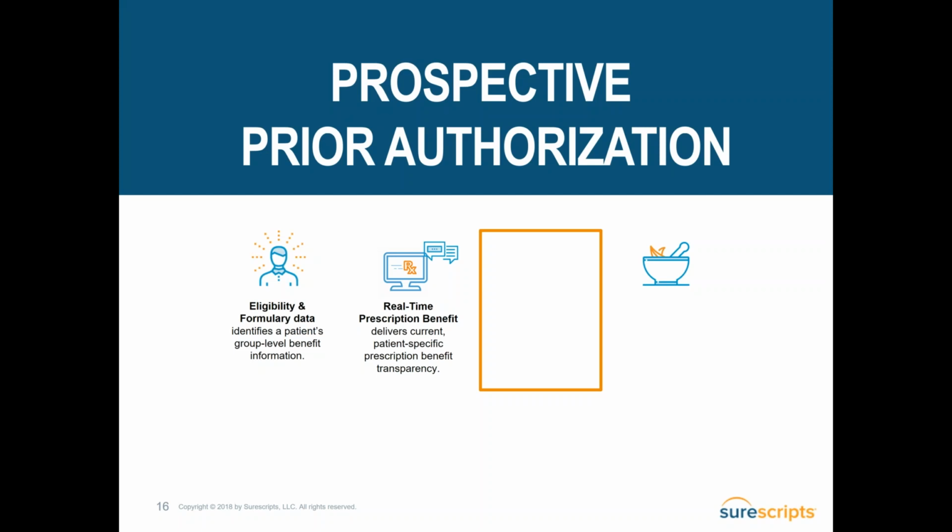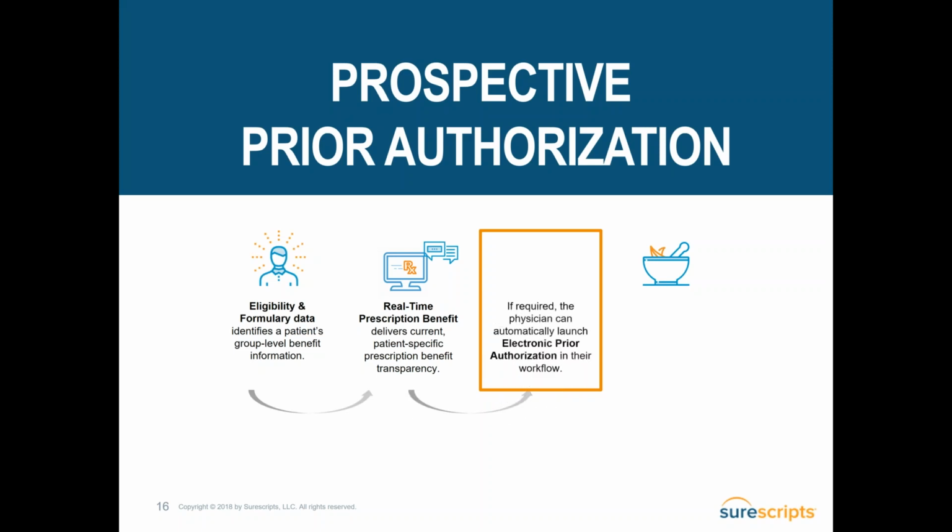So if we think about prospective prior authorization, as I had mentioned a little before, you're utilizing the same data that you have today, that eligibility and formulary data, and now that real-time prescription benefit data to identify during the e-prescribing process that prior authorization is required. So you can see that while you're sitting there with the patient, and then you can switch to a drug that doesn't require prior authorization, or know that if you pick a drug that does require prior authorization, you or your staff will be able to take care of that very quickly before the patient's even left the building.